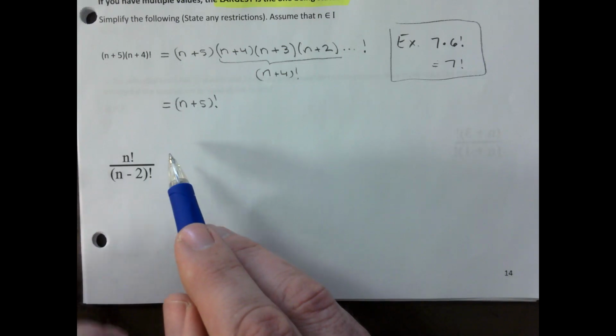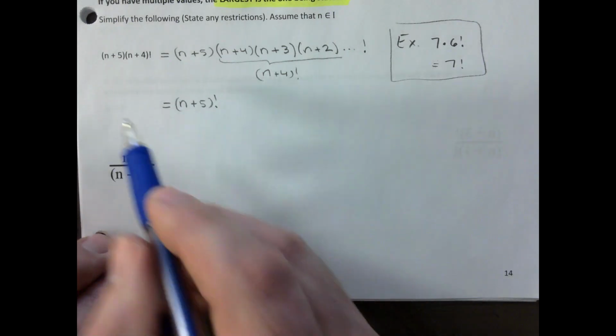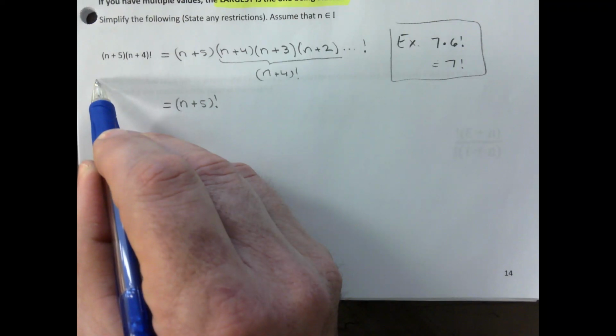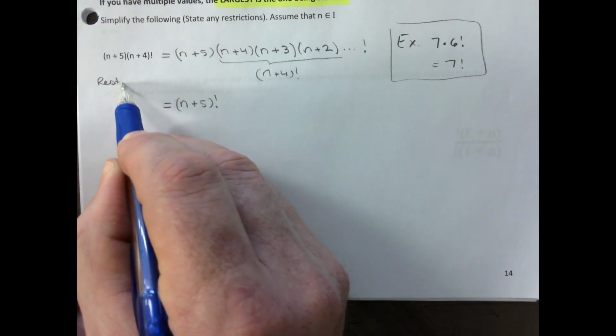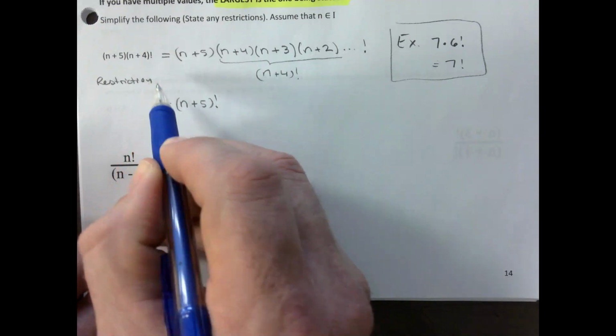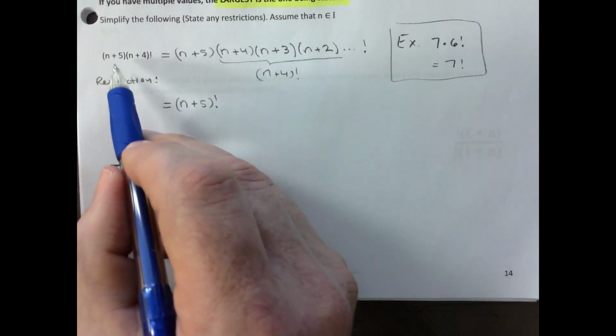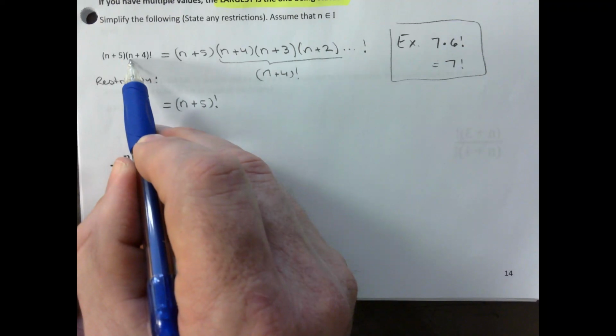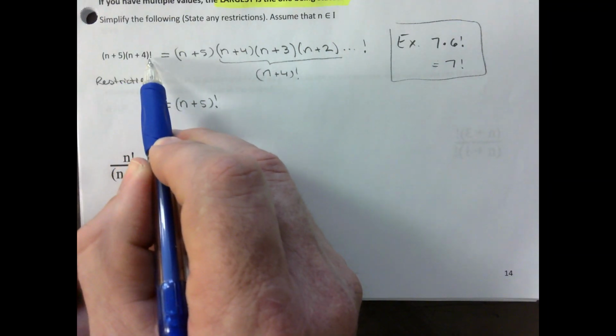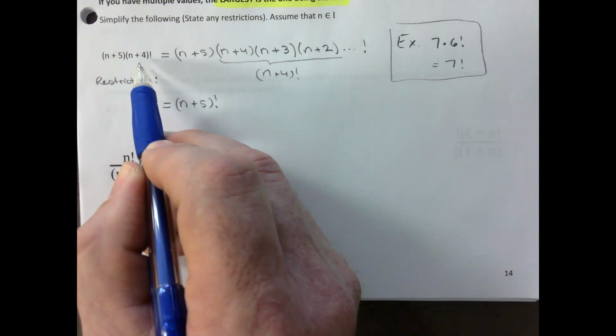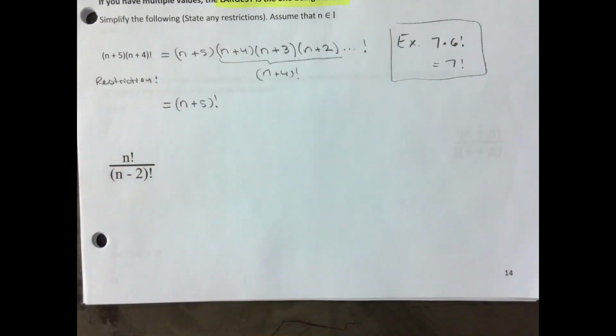Oh, I didn't do the restriction. In this case, let's state the restriction. For this bracket right here, what can we not have for factorials? What can we not have inside the bracket for a factorial? Do you remember that? No negatives. You cannot have any negatives.